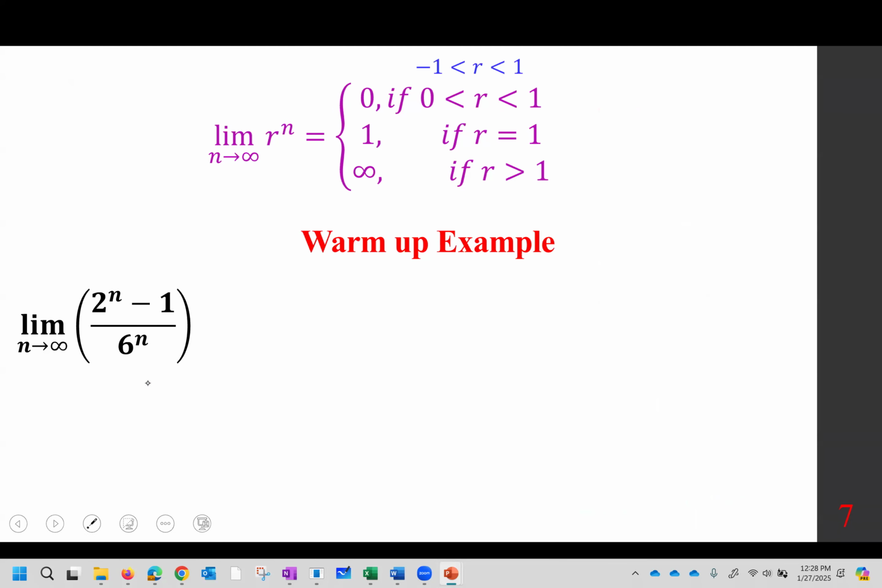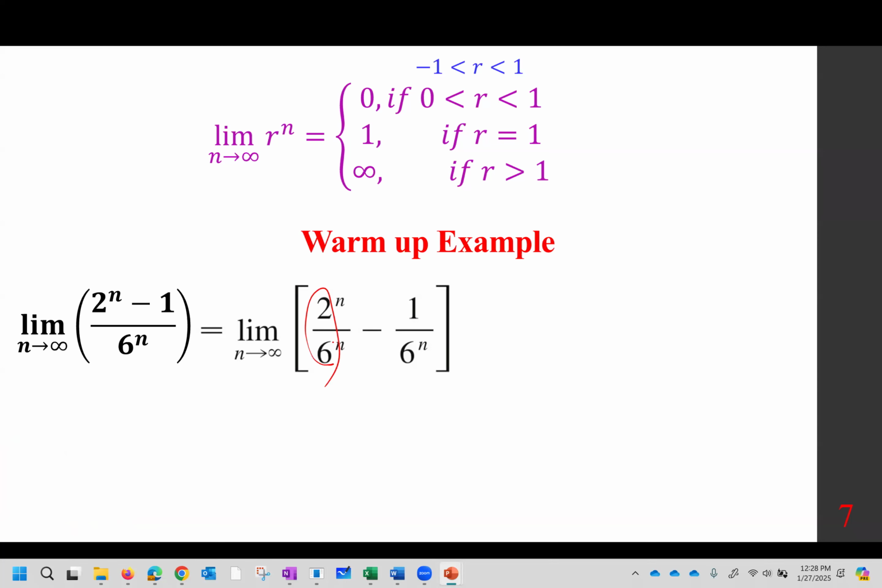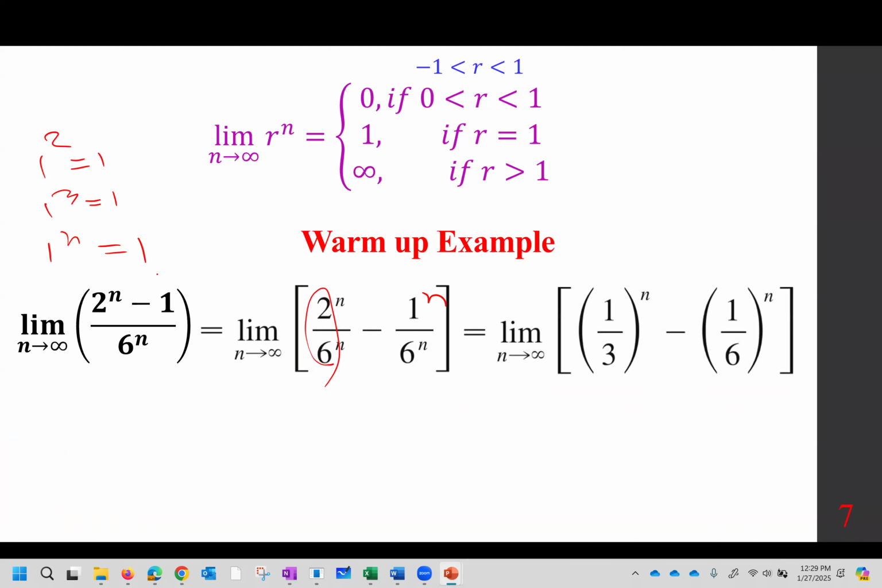All right, let's look at this example. Again, I'm reminding you of the theorem that we have seen. There's nothing brand new here. How do we get the limit of (2 to the power of n minus 1) over 6 to the power of n as n approaches infinity? We make up two fractions. So 2 over 6 is 1/3 to the power of n, and this one is 1/6 to the power of n. I can put an n here because 1 squared is 1, 1 cubed is 1, 1 to the power of n is 1.